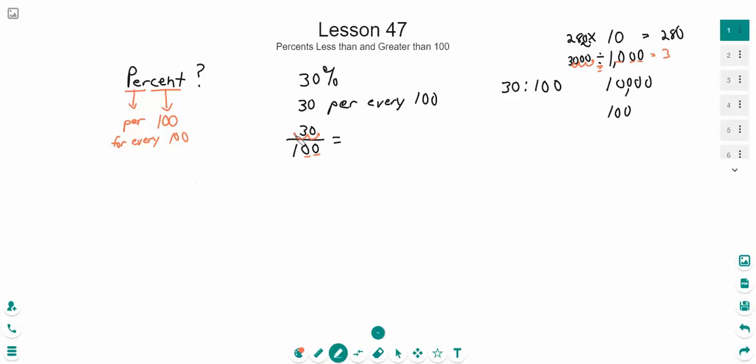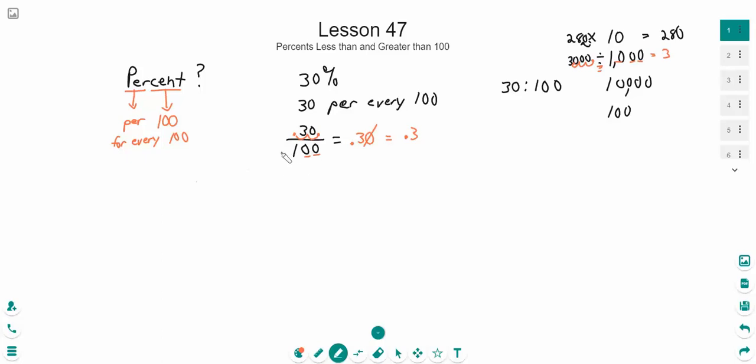There's once and there's twice. So we end up with 0.30, which we could also write as simply 0.3. The 0 at the end of a decimal doesn't mean anything. So we have 0.3 would be the decimal equivalent to 30%. All right, so this is all straightforward review.